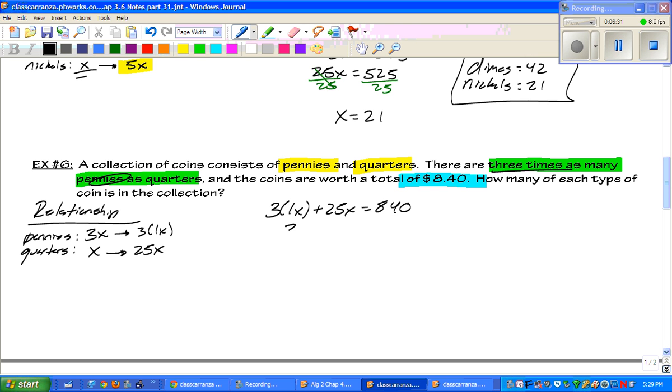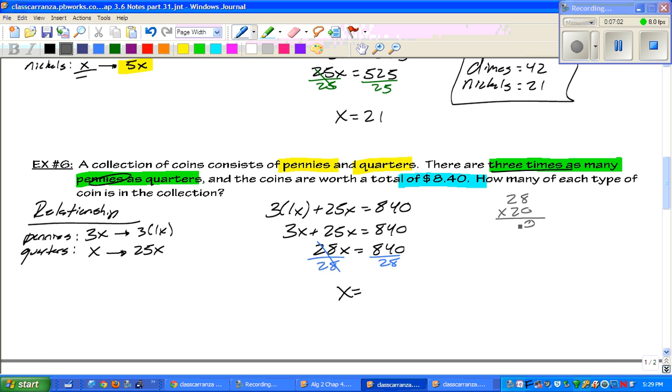All right, so we get 3x plus 25x equals 840. 28x equals 840. So we have to divide. X equals, ooh, no calculators, guys. So to figure this out, we're going to guess and check. Pick a big number. I'm going to start with 20.